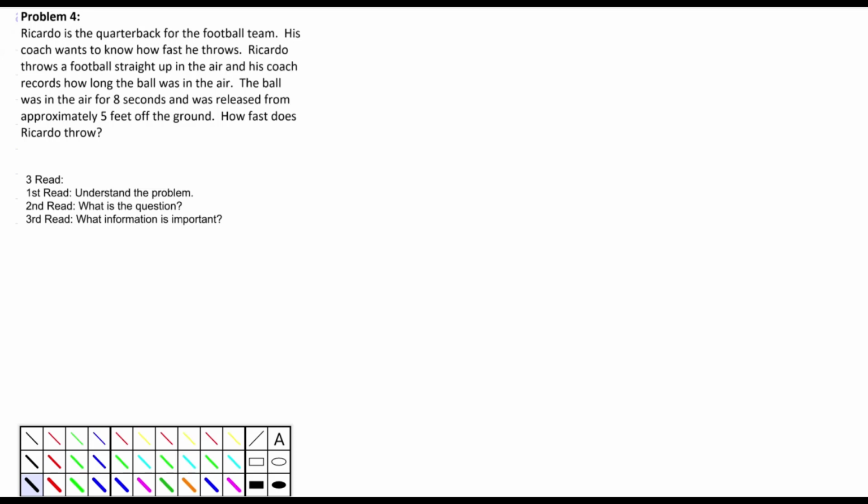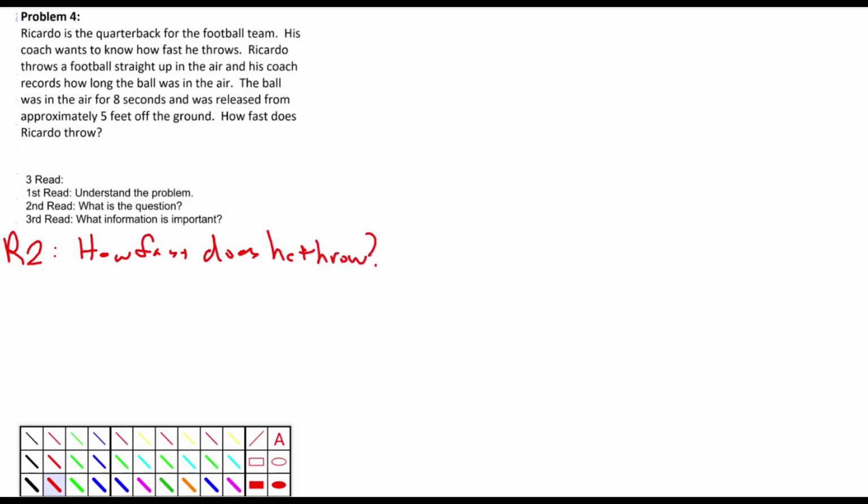Ricardo is the quarterback for the football team. His coach wants to know how fast he throws. Ricardo throws the football straight in the air, and his coach records how long the ball was in the air. The ball was in the air approximately 8 seconds, and was released from approximately 5 feet off the ground. How fast does Ricardo throw? Well, it's pretty easy here. Question number 2. So read number 2. How fast does he throw?